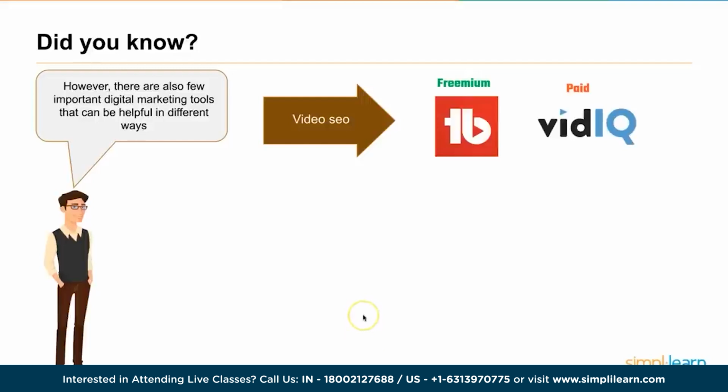So we covered a lot of different marketing tools, digital marketing tools, everything from SEO to email to social to paid to affiliate to competitor. But there's also a few other digital marketing tools that you can use in different ways, like video SEO, for example. So vidIQ, we want to use vidIQ to get a good sense of how a particular video is performing.